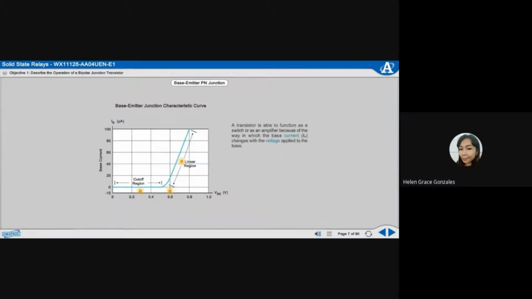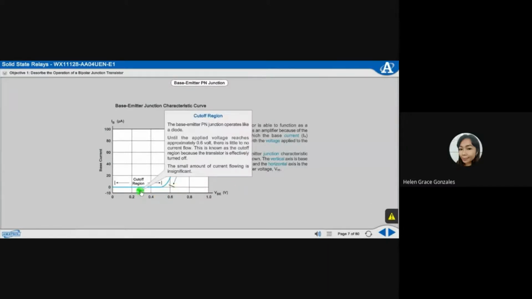A transistor is able to function as a switch or as an amplifier because of the way in which the base current changes with the voltage applied to the base. A base emitter junction characteristic curve is shown. The vertical axis is base current, I sub B, and the horizontal axis is the base emitter voltage, V sub BE. Cutoff region. The base emitter PN junction operates like a diode until the applied voltage reaches approximately 0.6 volt.